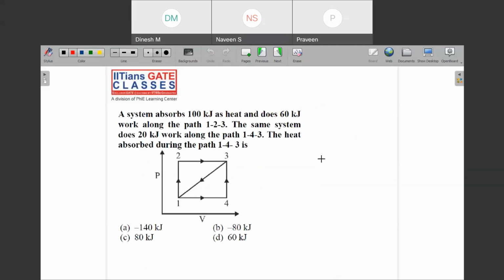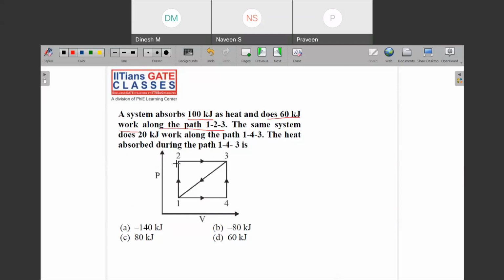Okay, let us solve this question. This is a very good question. Let us solve this one. It says that a system absorbs 100 kilojoule of heat and does 60 kilojoule of work along the path 1 to 3. Let us first look at where path 1 to 3 is located.